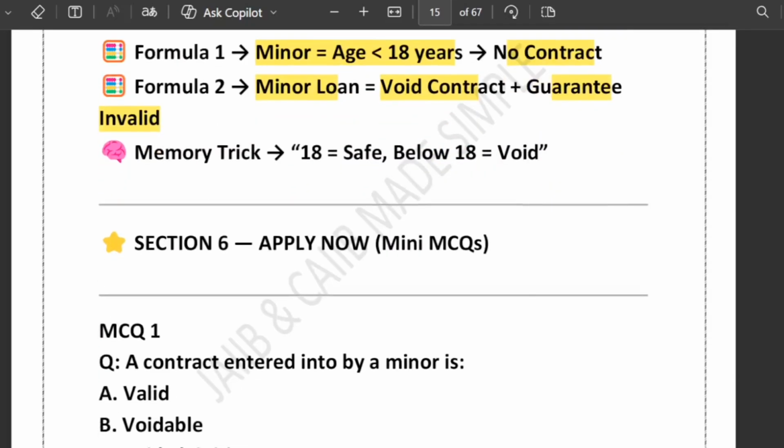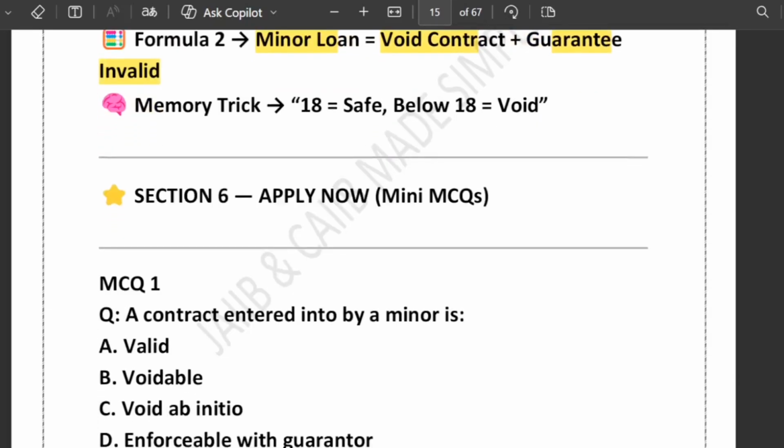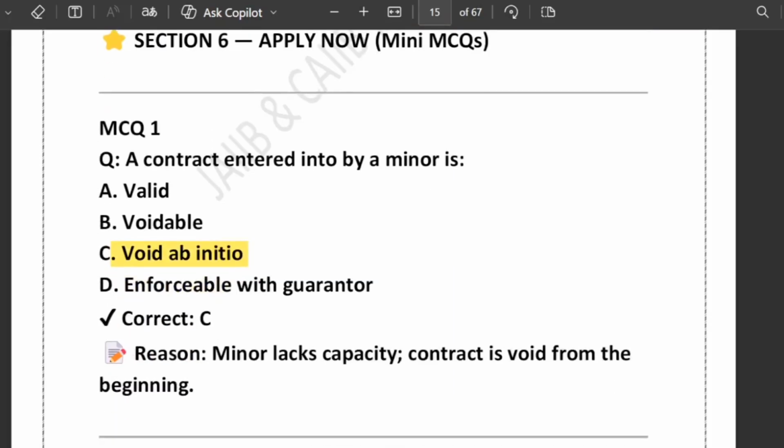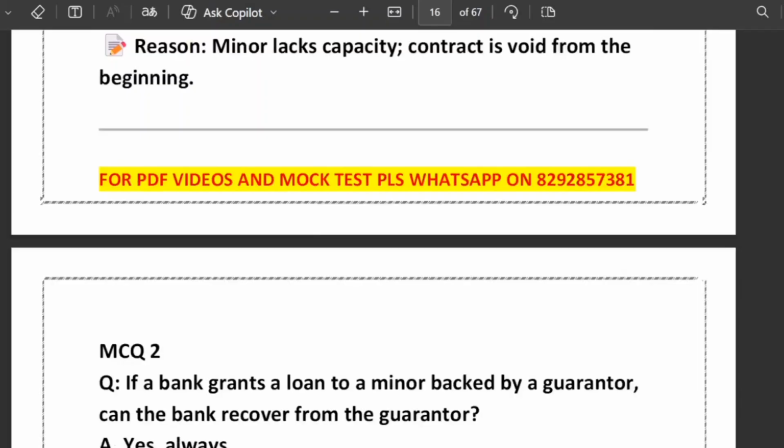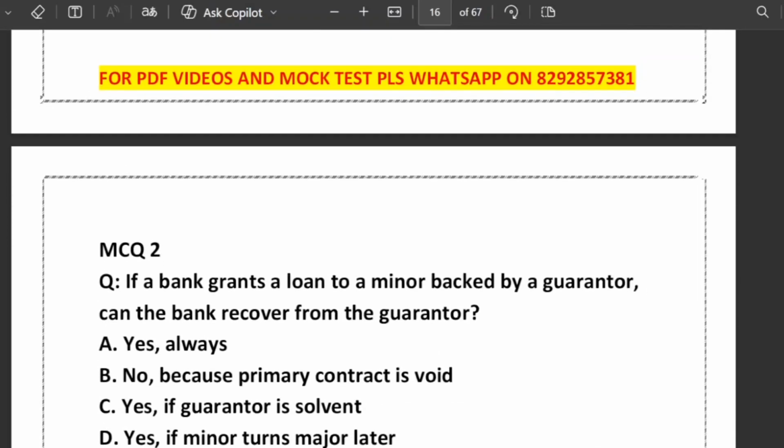Let's apply the concept. A contract entered into by a minor is valid, voidable, void ab initio, or enforceable with guarantor? The correct answer is void ab initio. Yes, it is void ab initio, because a minor lacks capacity. But if a bank grants a loan to a minor backed by a guarantor, can the bank recover from the guarantor? The question is, suppose a bank grants a loan to a minor and that is backed by a guarantor.